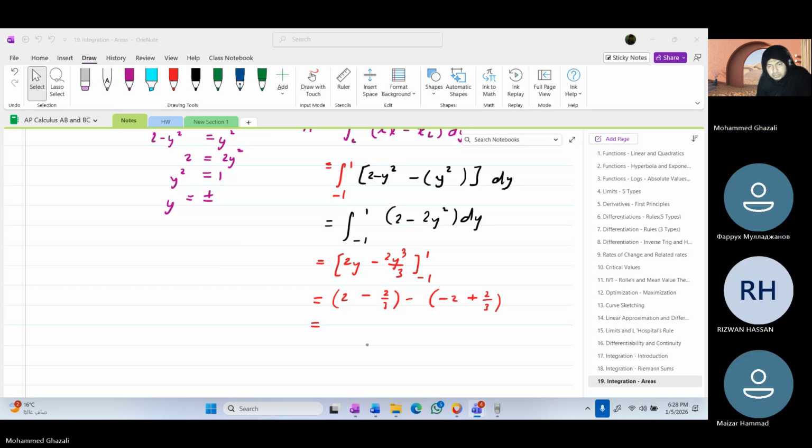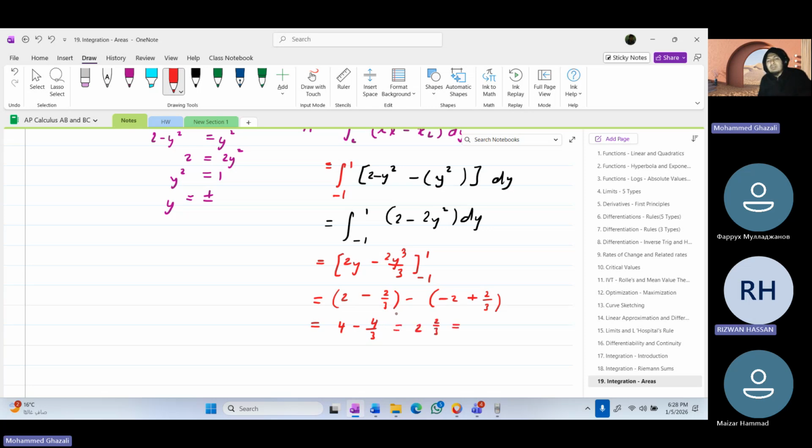Now, 2 minus -2, that's 4. 4 minus 4/3, right? That's 1 and 1/3. 4 minus 1 and 1/3 is 2 and 2/3. So 2 minus 2/3 minus 2 plus 2, that's 8/3. Okay.